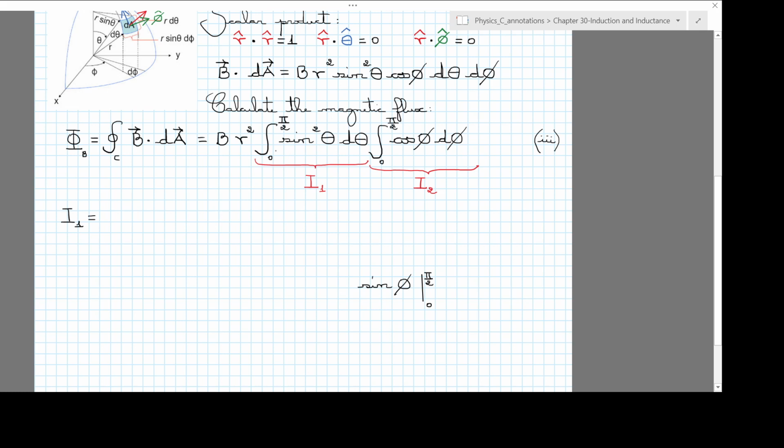I'm going to use a trigonometric identity to solve this sine squared of theta. You can rewrite this as 1/2 times the integral from 0 to pi over 2 of 1 minus cosine of 2 theta d theta. I'm just using a trigonometric identity here.